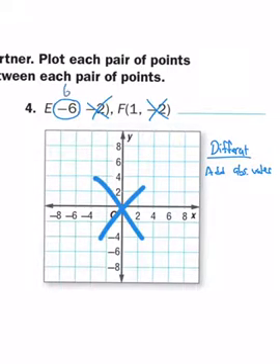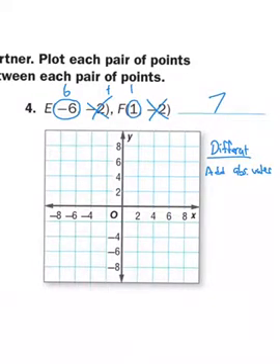So the absolute value is 6. The absolute value is 1. 6 plus 1 is 7. So they're going to be 7 units apart. Now, let me just show you. Get my eraser on. Let me show you how it would work if you plotted them.